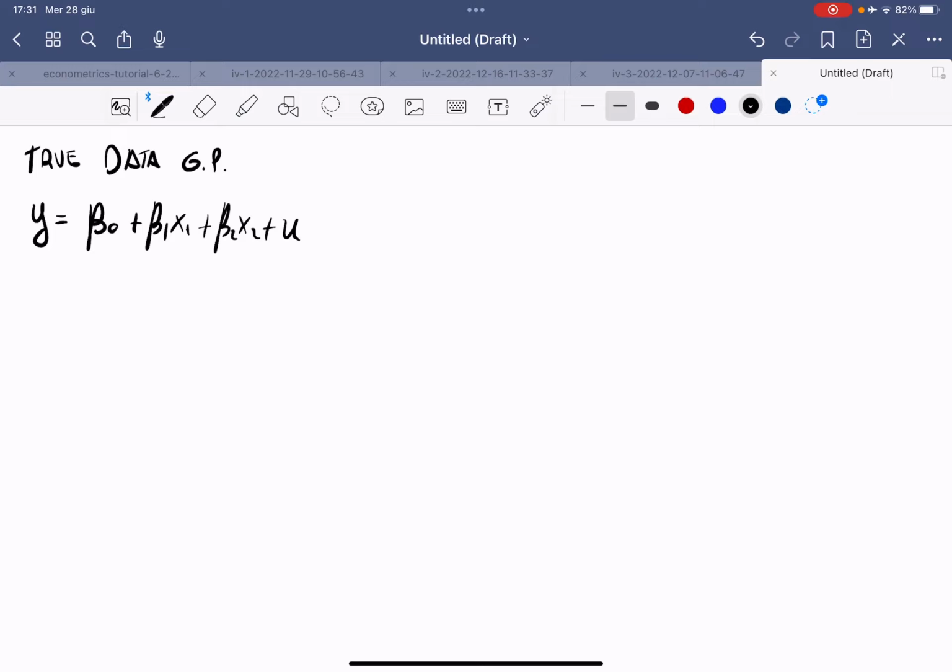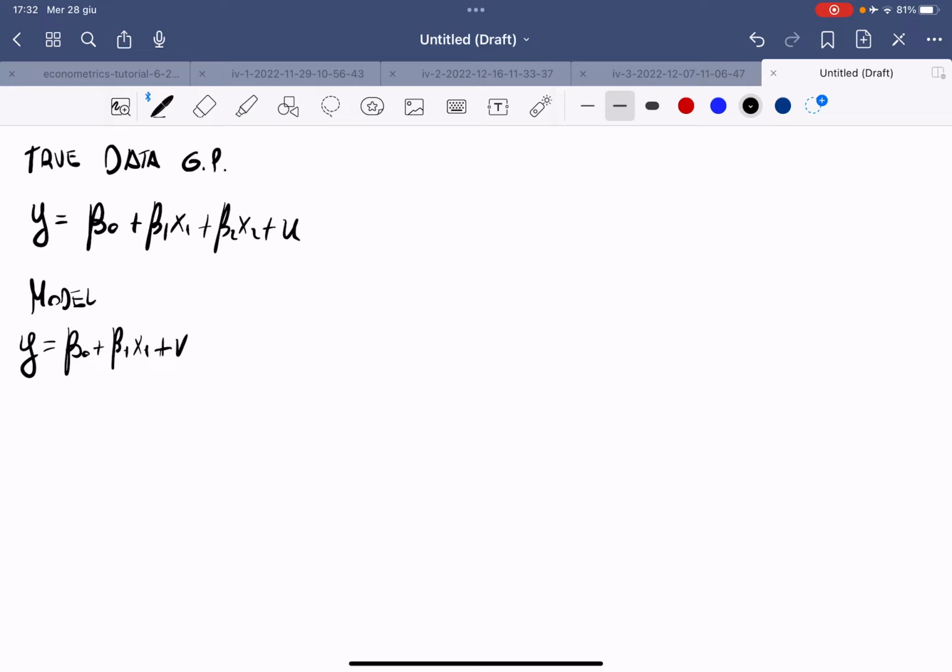Now, there are many reasons to exclude x2. Maybe we don't expect it to be relevant. Maybe we didn't measure it. But for whatever reason, the model we estimate will be different from the true data generating process: y equals beta 0 plus beta 1 x1 plus v.